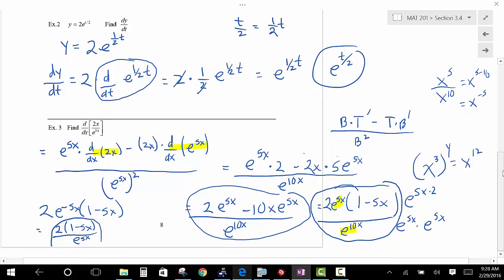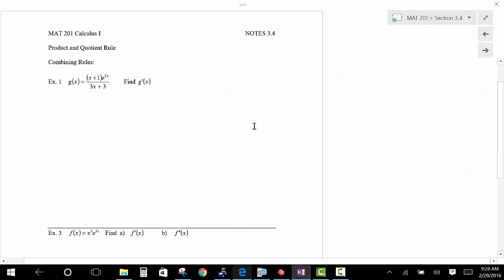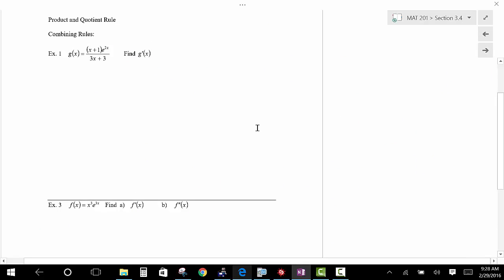So what I want to look at on page 9, and then I'm going to do something pretty similar on page 10, is when you combine rules with this, and then I'll do an example of a second derivative, okay? So what kind of rule would you use on example 1? It's quotient rule. Now, if you look at the numerator, doesn't the numerator look a lot like a product rule? So you've got two rules going on at the same time in this problem.